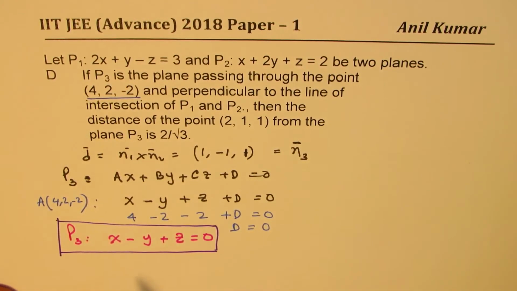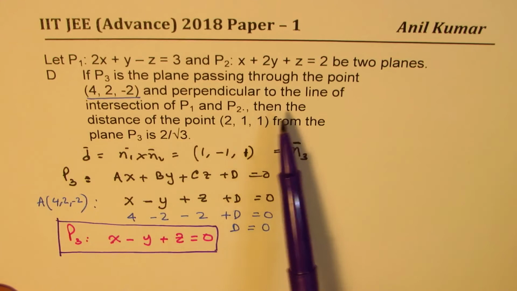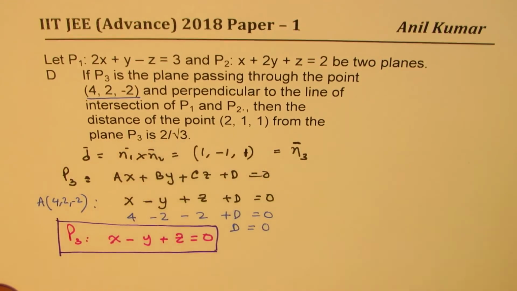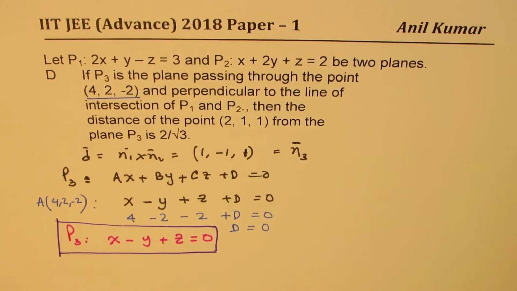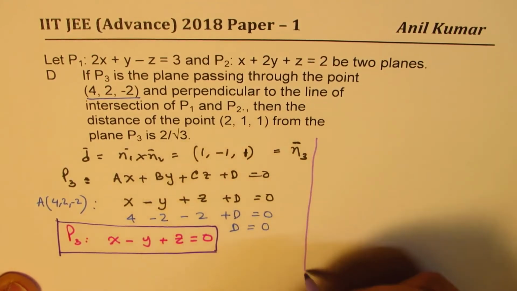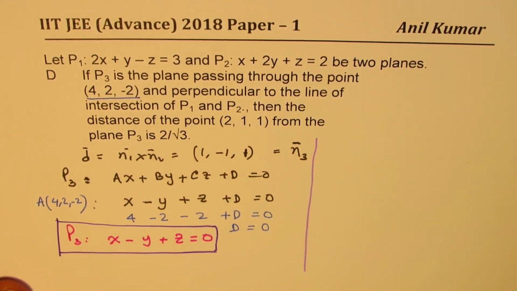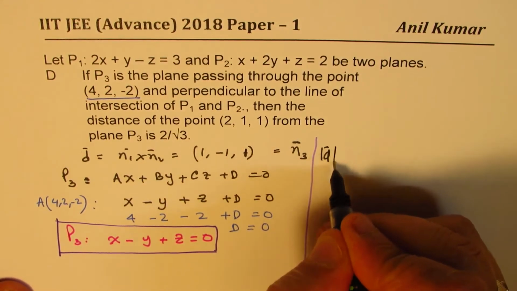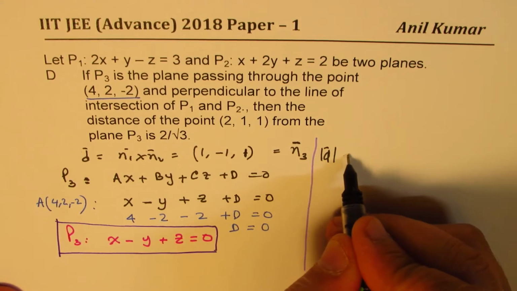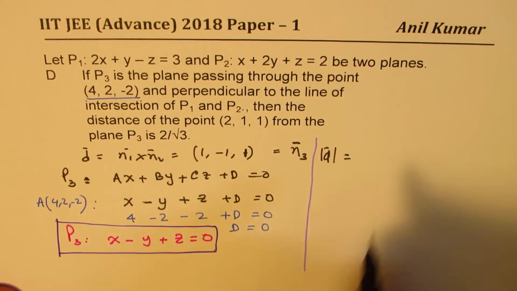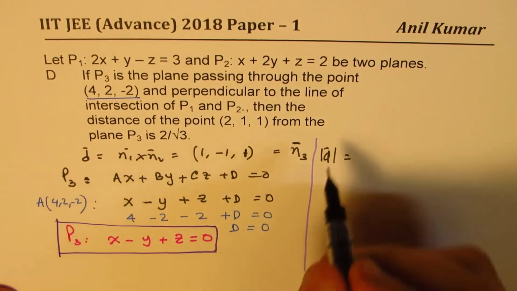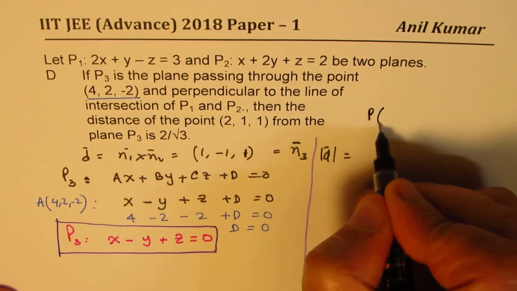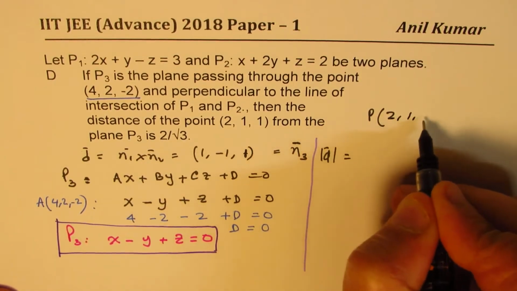Okay, now, the distance from this point to the plane is what, right? So we just have to find the distance from a given point to the plane. So use the formula. It is a straight formula based question. So the absolute value of distance will be what? From a point, we are saying the point is 2, 1, 1.